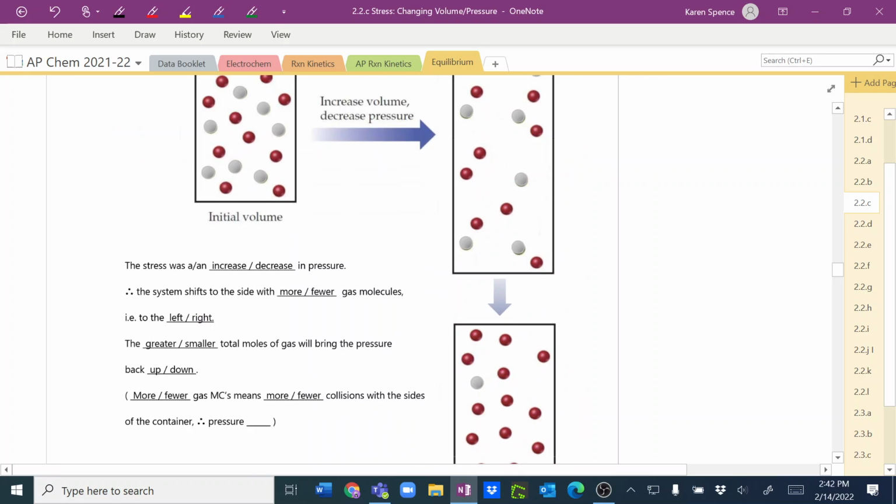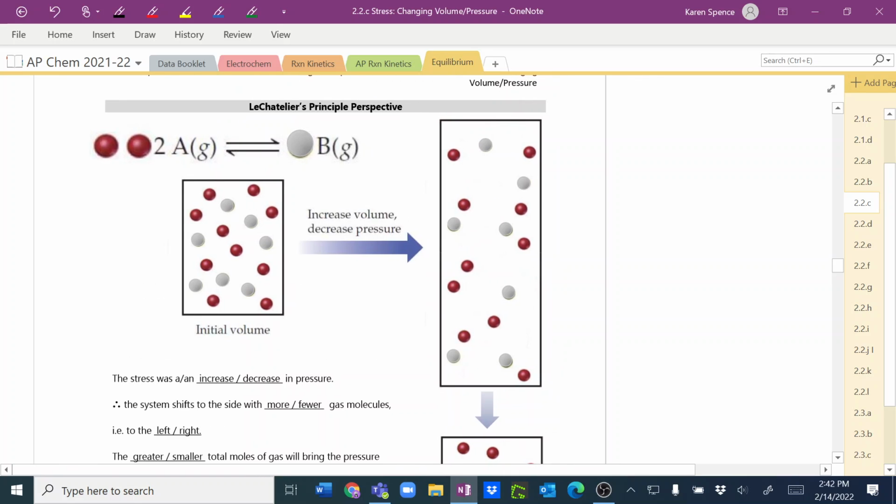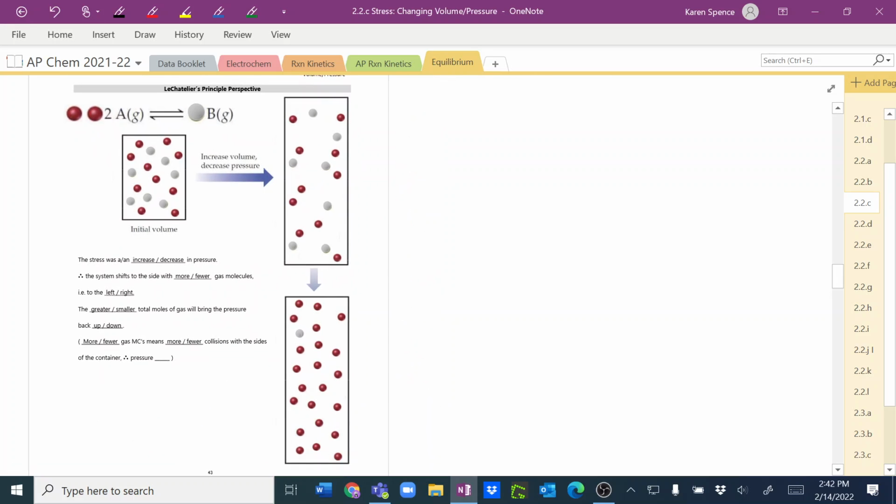Okay, here we go again. And now we are increasing the volume, decreasing the pressure. I got the label right this time, that's exciting. So the system says, what has happened to the pressure? The pressure got smaller. So I need to shift to the side with more gas molecules to make the pressure greater again. So you can see what's happened here is that we have shifted from the gray stuff to the red stuff. Yes? We've shifted to make more.